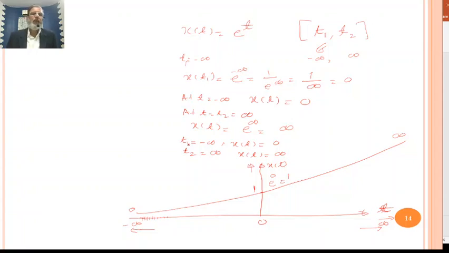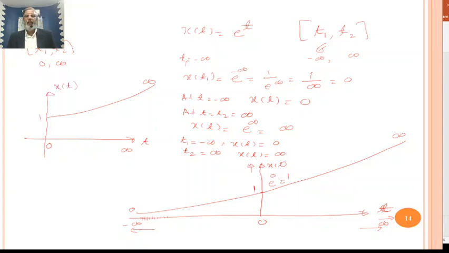Now second, if we change the time interval T1 and T2 to 0 to infinity, then the signal will exist from 0 to infinity over this particular time interval, and at that time the signal is like this. This is 0 to infinity, and the amplitude of x(t) is from 1 to infinity. This signal is called a continuous time signal.